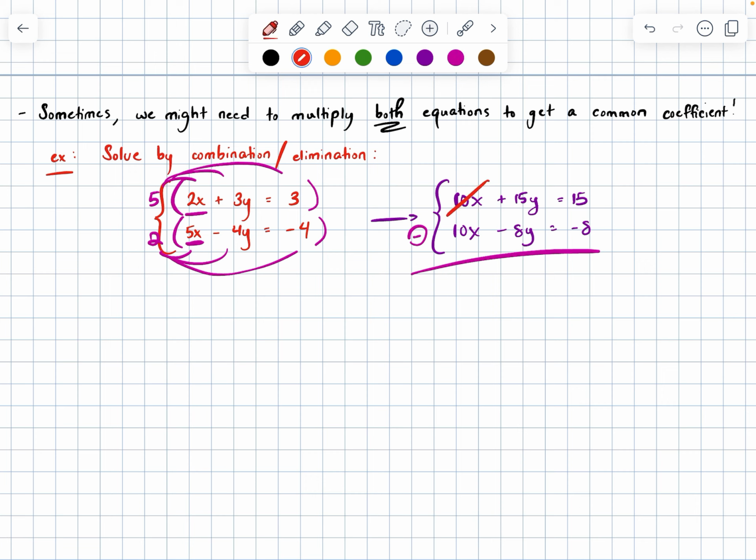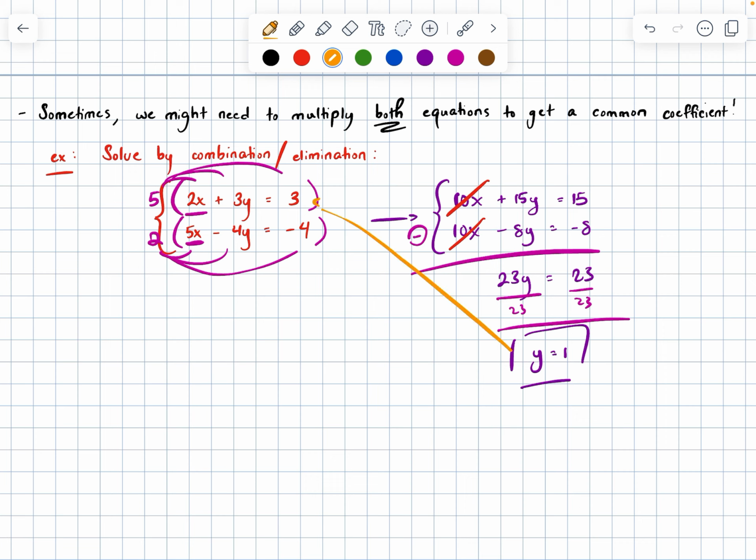So 10x and 10x, let's undo it using subtraction. 10x minus 10x is 0. 15y minus negative 8y would be 15 plus 8y. 15 plus 8 is 23y. 15 minus negative 8, again, that's 15 plus 8, which is 23. Dividing both sides by 23, that tells me y is equal to 1.